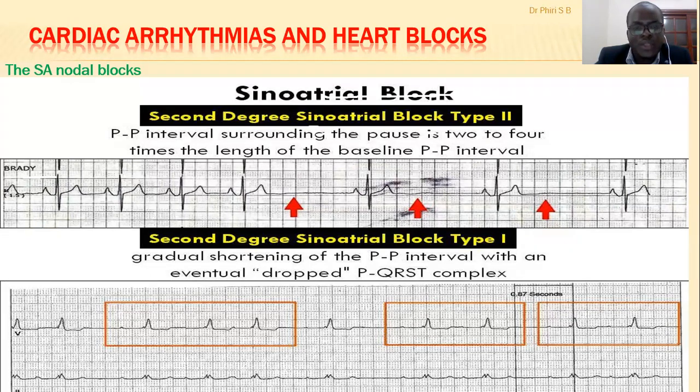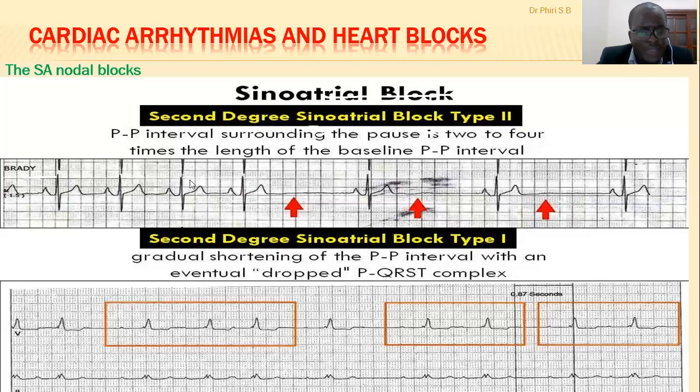So the Mobitz type 2 here, you have a situation whereby the PP interval surrounding the pause is 2 to 3 times the length of the baseline PP interval. So you can see here, instead of having a gradual shortening in the PP interval, now we have lengthening of the PP interval.